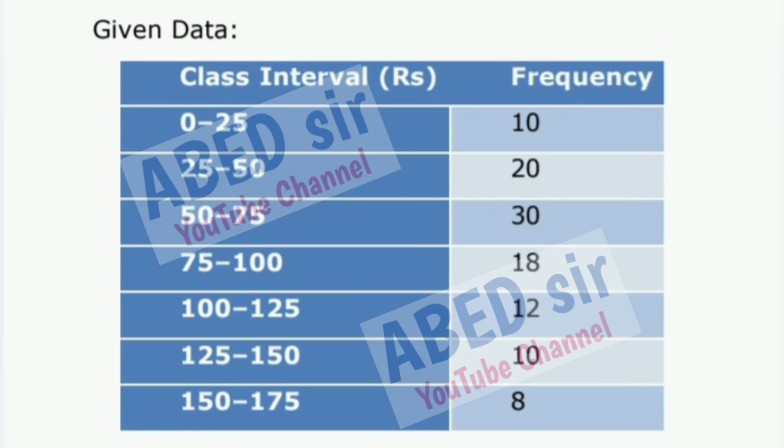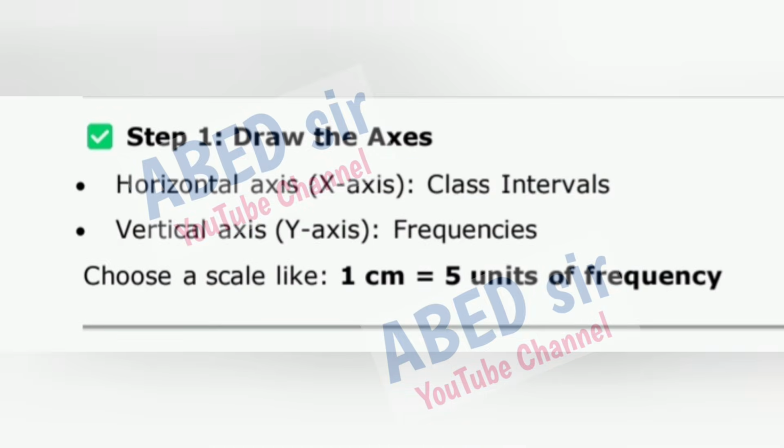Given data: class interval in rupees, frequency. 0 to 25: 10. 25 to 50: 20. 50 to 75: 30. 75 to 100: 18. 100 to 125: 12. 125 to 150: 10. 150 to 175: 8. Step 1.